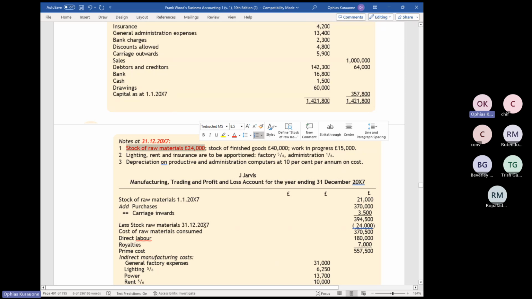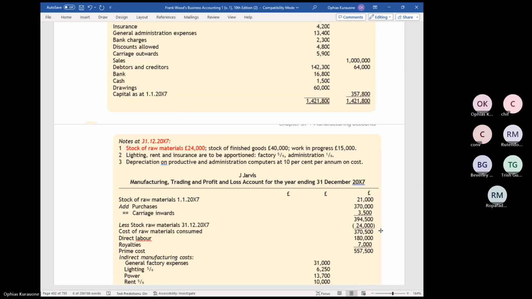Then after that, we get the cost of raw materials consumed. We get this figure. Are we together on this section? The opening stock of raw material is given on the trial balance. Purchases given on the trial balance. Carriage inwards given on the trial balance. Less raw materials closing stock at 31/12. This closing stock is given on the notes, so you read on the notes. Then cost of raw material, this one.